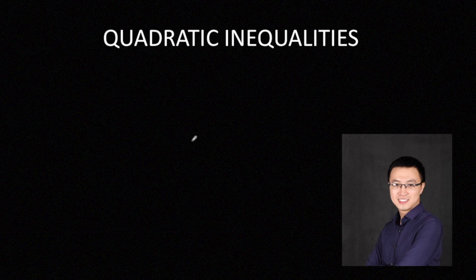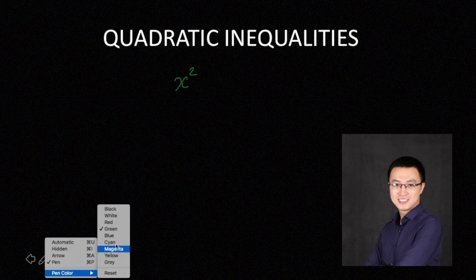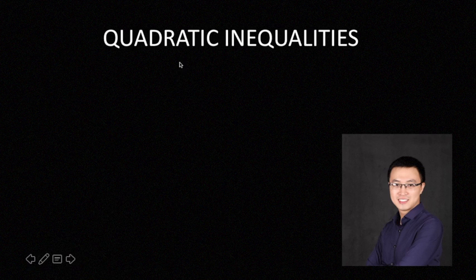Continuing with this, we will start with an easy example: x squared minus 4x plus 3 less than 0. So how can you solve this one? I want to divide the process of finding the solution of this inequality into some steps.